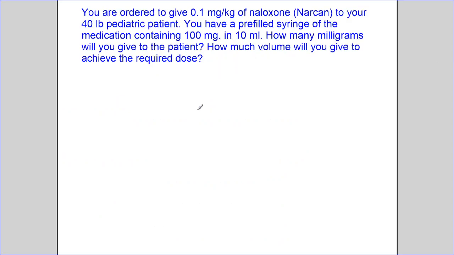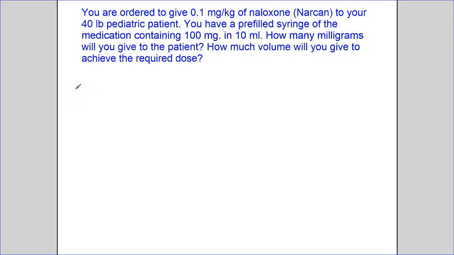All right, here we go. You're ordered to give 0.1 milligrams of Narcan to your 40-pound pediatric patient. You have a prefilled syringe of the medication containing 100 milligrams in 10 milliliters. How many milligrams will you give the patient? How much volume will you give the patient to achieve the required dose?